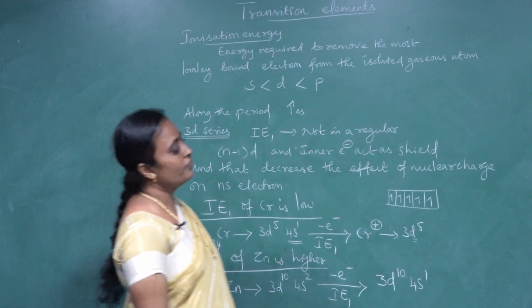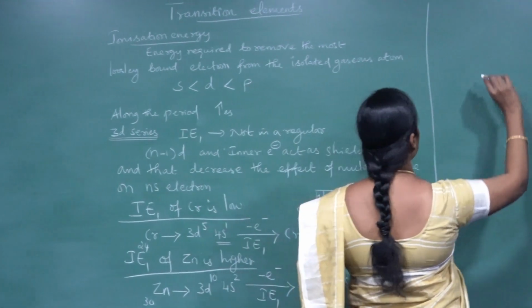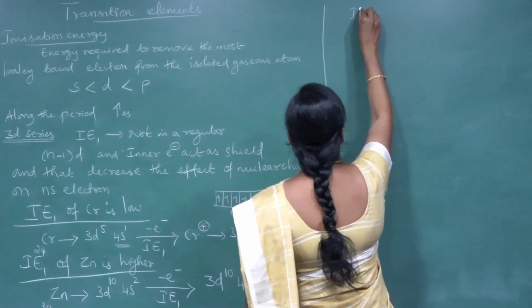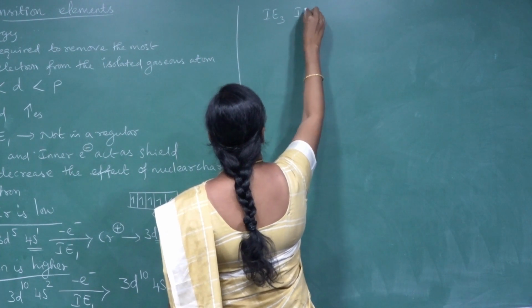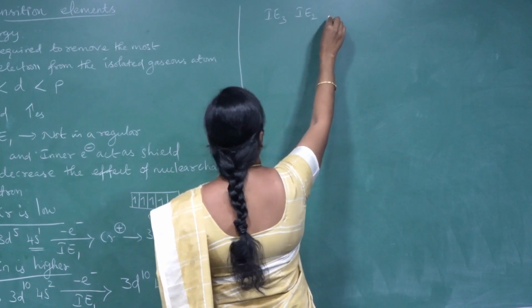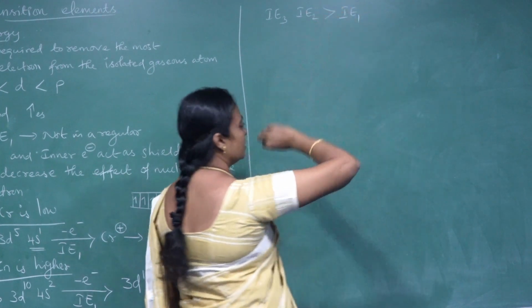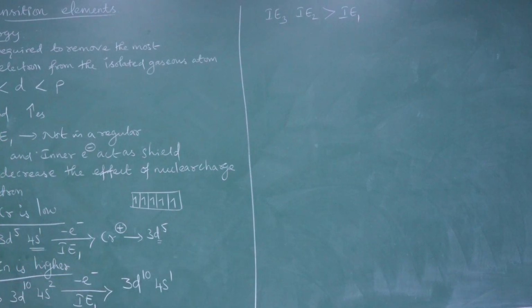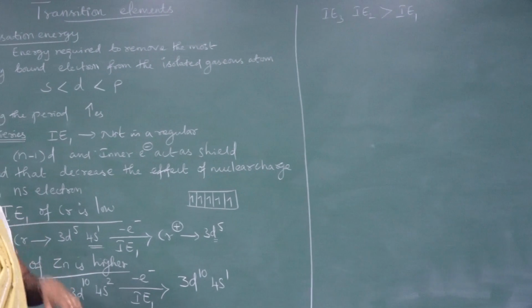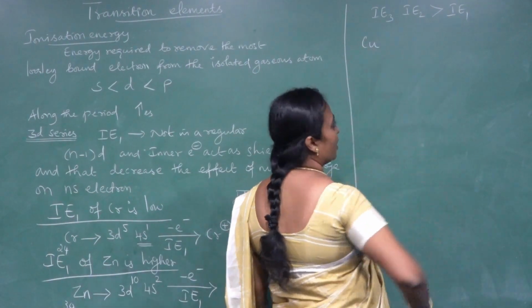But generally, if you are comparing ionization energy values, the usual trend is that the second ionization enthalpy should be greater than the first ionization energy, with some exceptions. Now I am going to give a comparison with one more element, you can take copper also.